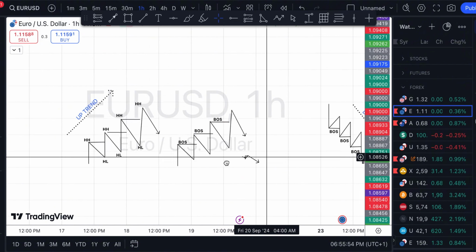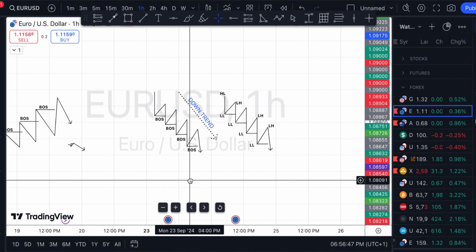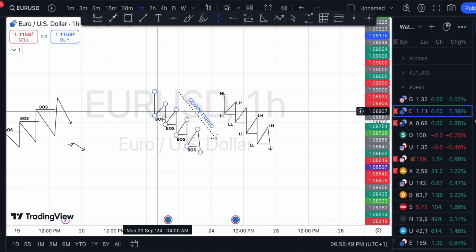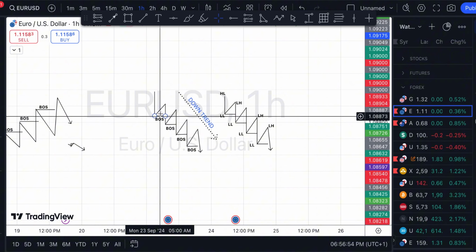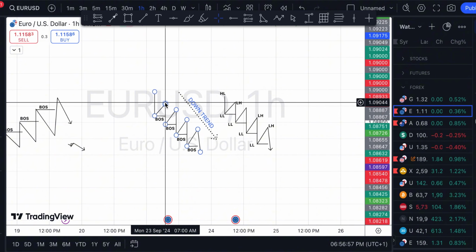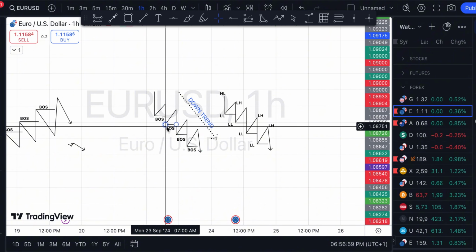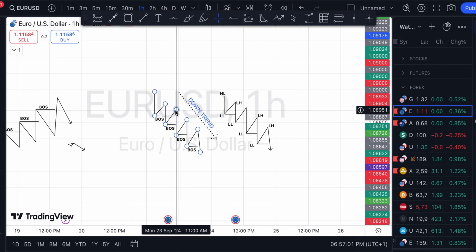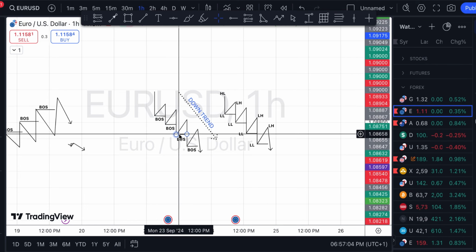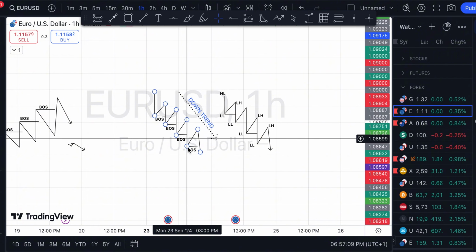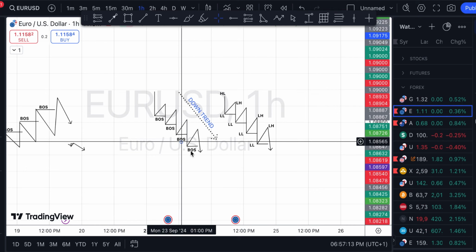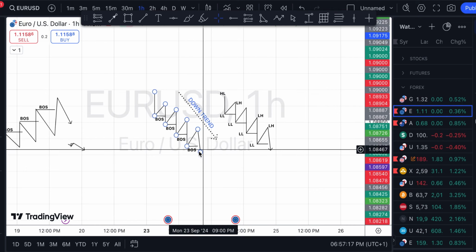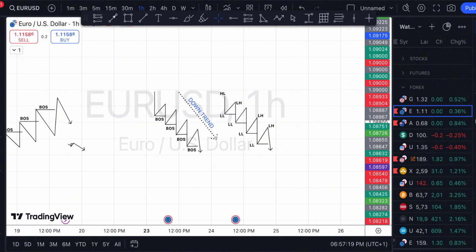So let me show you a diagram of a downtrend. This is a diagram of a downtrend. You see price came down, price went up, it did a break of structure to the downside, it went up again, it did a break of structure to the downside. So as long as price keeps breaking the previous low, it means we're in a downtrend. You see price broke this previous low here, it went up, it broke the low again. So we are in a downtrend.